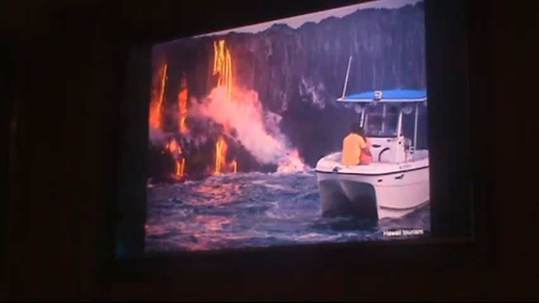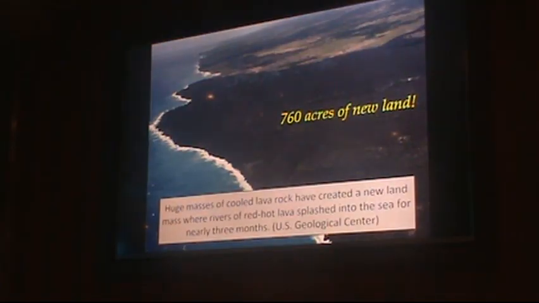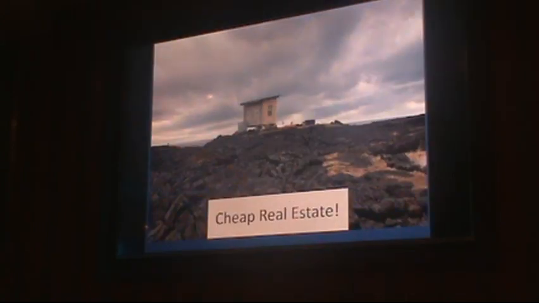Comes out, it's explosive when it hits the water. These people are probably way too close. Isn't that cool? They're on their honeymoon, enjoying the scene. This is a helicopter. Probably too close too. You just don't know what's going to happen here. But it created 760 new acres of land as it cooled, and it filled in that entire bay. No way to stop it at all. And if you look further up on the screen, you can see other places where it came out. And there you go. If you want some oceanfront territory.